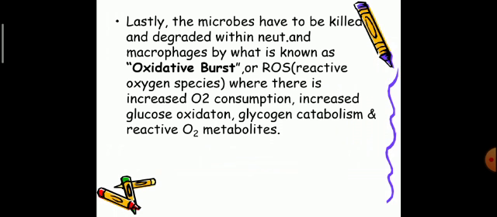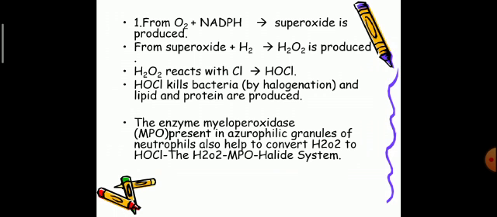Lastly, the microbes have to be killed and degraded within the neutrophils and macrophages by what is called oxidative burst or ROS, that is reactive oxygen species, where there is increased O2 consumption, increased glucose oxidation, glycogen catabolism and reactive oxygen metabolites. So from oxygen plus NADPH, superoxide is produced. With superoxide plus hydrogen, H2O2 is produced, hydrogen peroxide, that reacts with chloride forming HOCl. HOCl kills bacteria, and lipid and protein are produced.